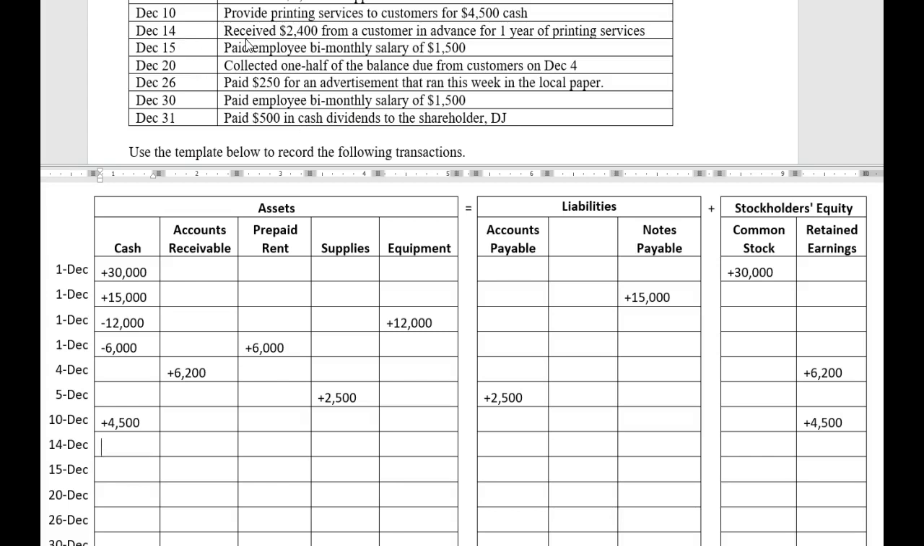December 14th, we received $2,400 from a customer in advance for 1 year of services. Now we have to be careful here. Keywords, look for them. Receive $2,400. What does that mean to you? Well, that means we received $2,400. That means our cash of our company went up by $2,400. Now, what else does that tell us? Well, here's the problem. It is for services, but have we provided the services yet? We have not. We have done absolutely nothing to earn that money.